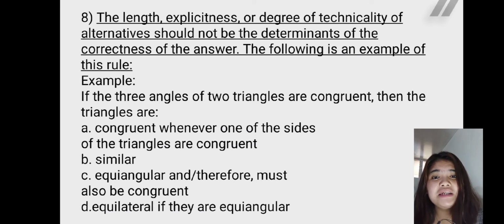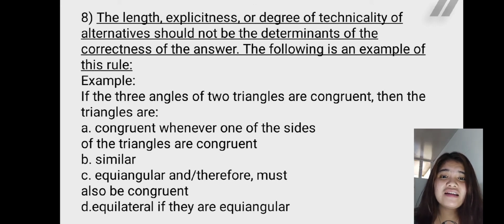The length, explicitness, or degree of technicality of alternatives should not be the determinants of the correctness of the answer. The following is an example of this rule.